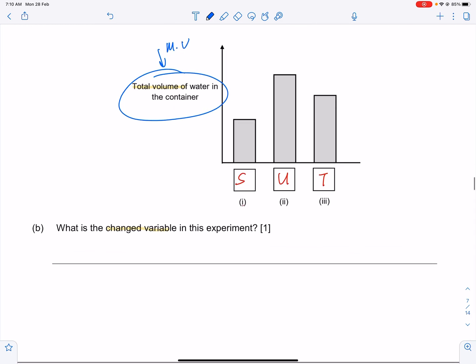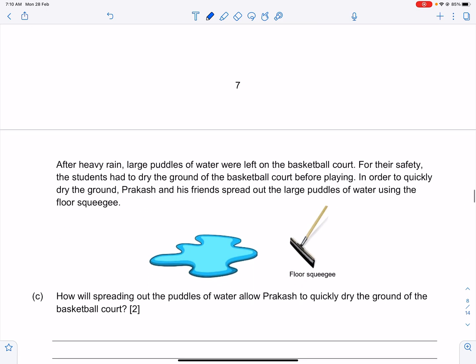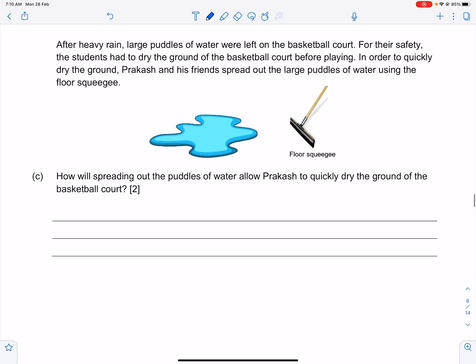So what is the change variable in this experiment? It will be the exposed surface area of water. Alright, moving on. Next question.